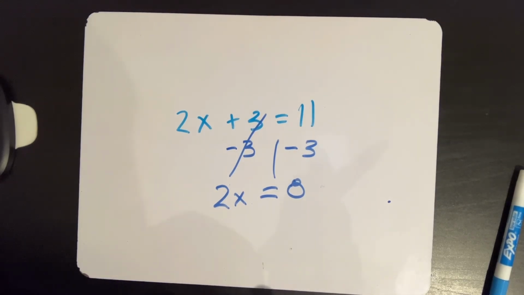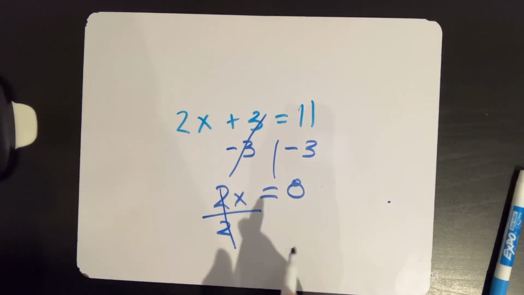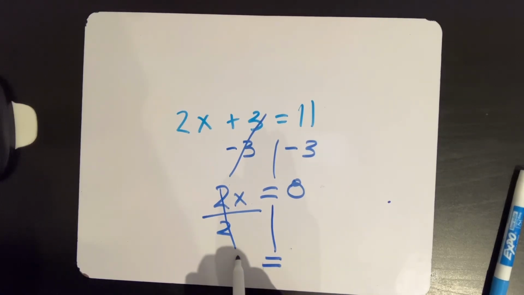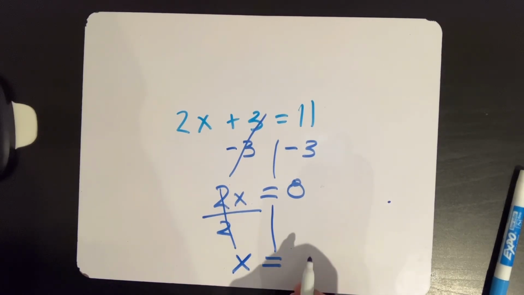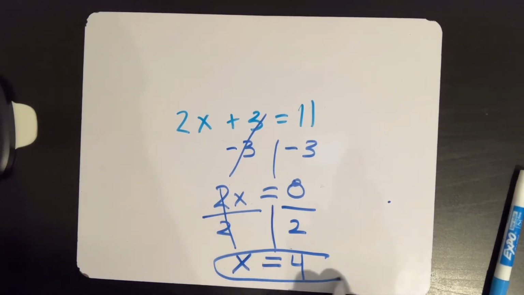So let's divide both sides by 2 to get the variable by itself. Divide by 2. Bring down the equal sign and the variable. Divide 8 by 2 to get x equals 4.